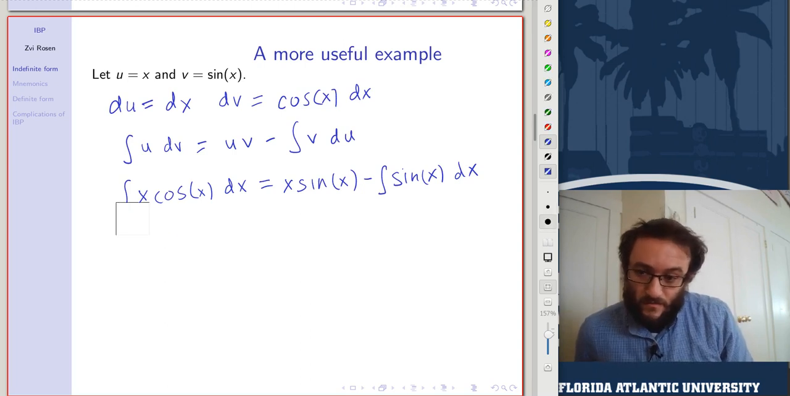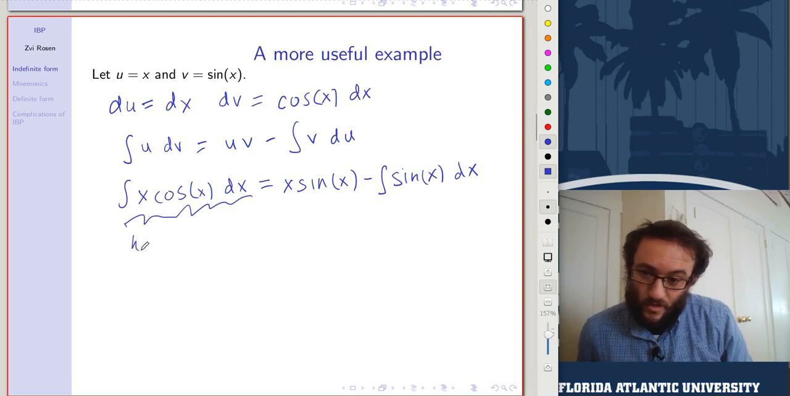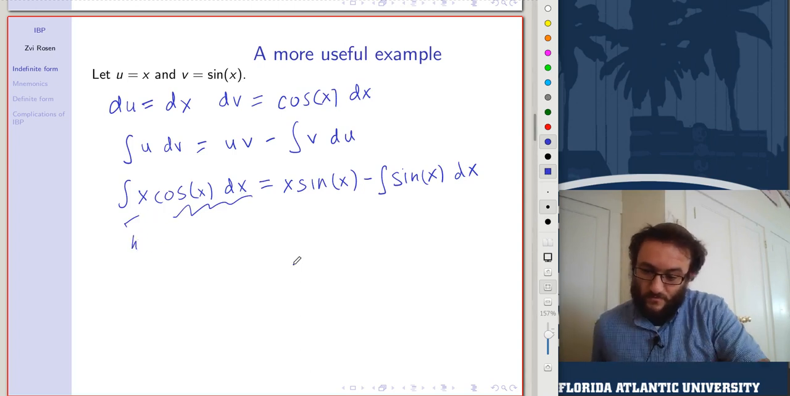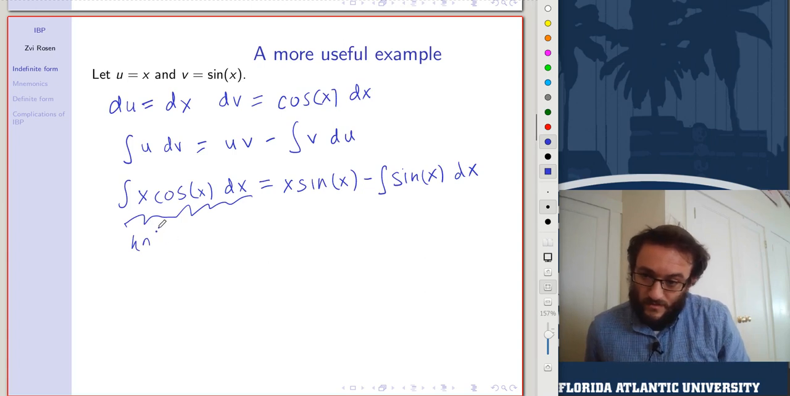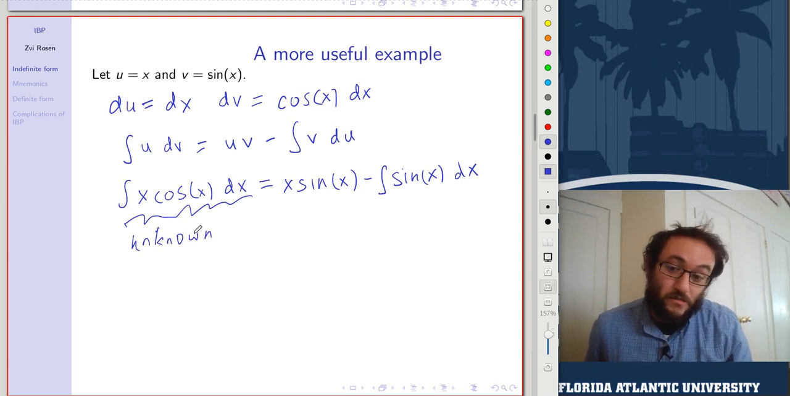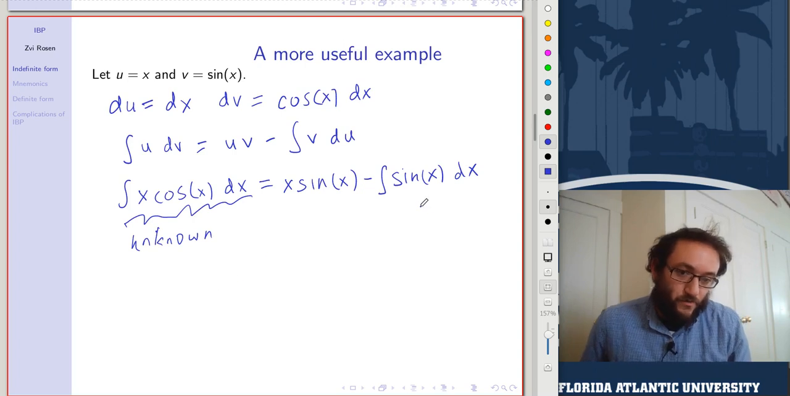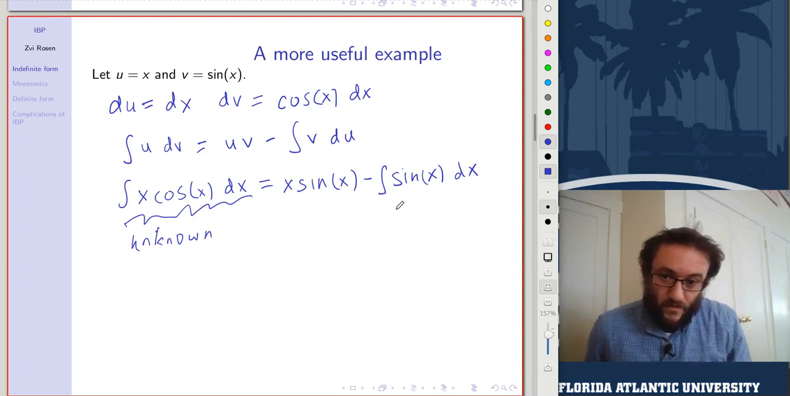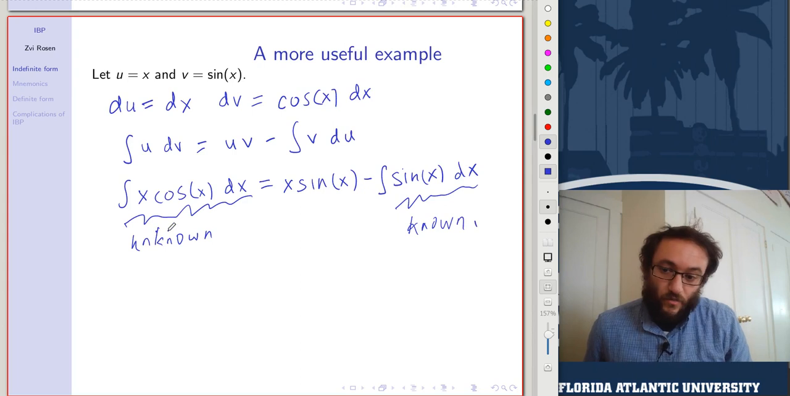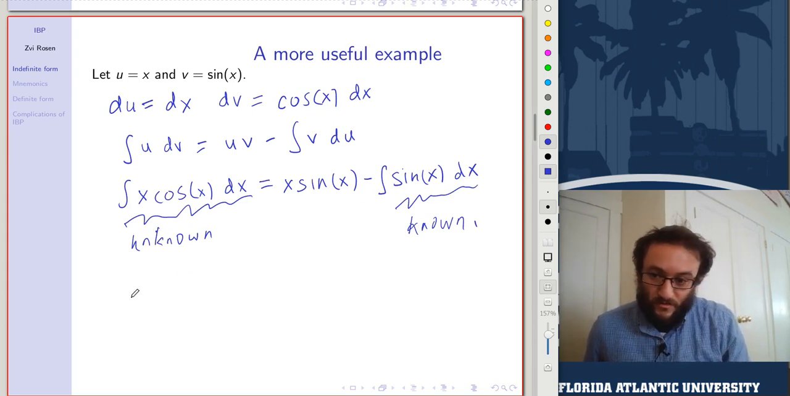So what we'll notice is that this is an unknown integral. Looking at this in advance, I wouldn't know how to do this integral because this isn't one of the elementary functions whose antiderivative we know offhand. This, on the other hand, is known, right? We know what the antiderivative of sine x is. So what we have is a formula for an unknown integral in terms of a known integral, and we can simplify it.